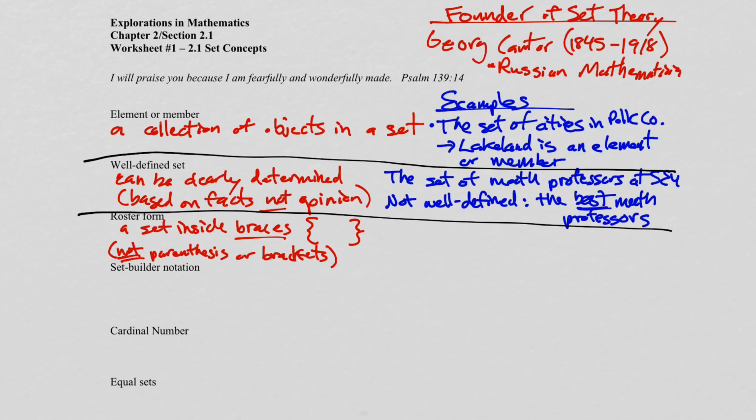So an example of that would be, let's say, the seasons of the earth. That's a description. That's well defined. So that would look like this. You've got the braces, spring, summer, fall, winter.